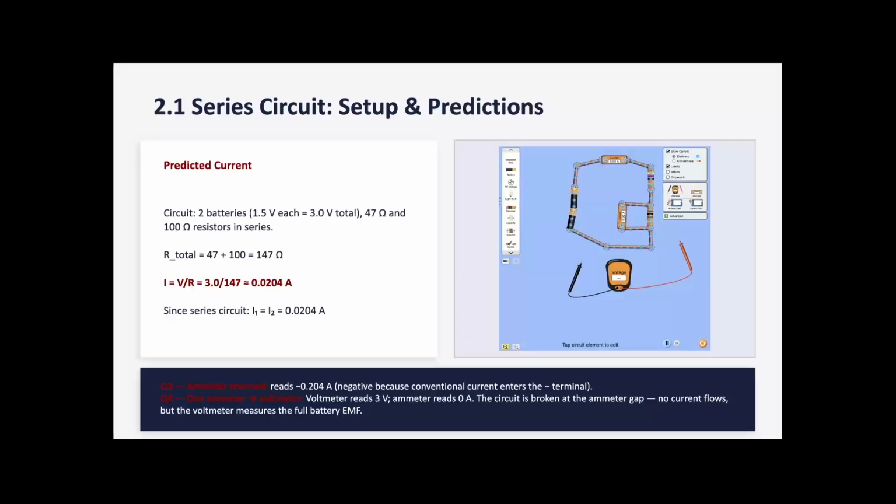For question 3, when I reversed one ammeter, it was reading negative 0.204 amps. Negative because conventional current now enters its negative terminal. For question 4, replacing one ammeter with a voltmeter, the voltmeter reads 3 volts and the ammeter drops to 0 because the circuit is broken at the voltmeter gap, so no current flows, but the voltmeter measures the full battery EMF.